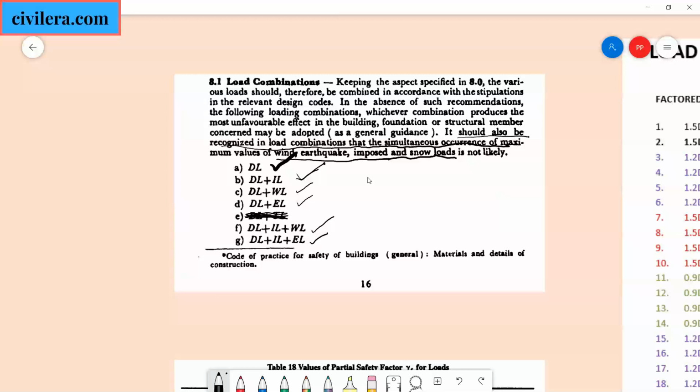From a probability point of view, it is not possible for two natural things to occur simultaneously. So here you have dead load, live load, wind load, and then you have dead load, live load, and earthquake.